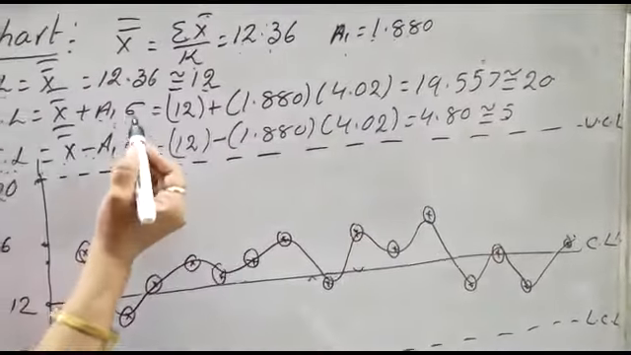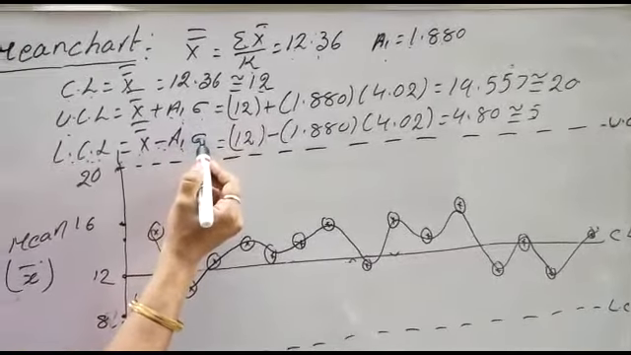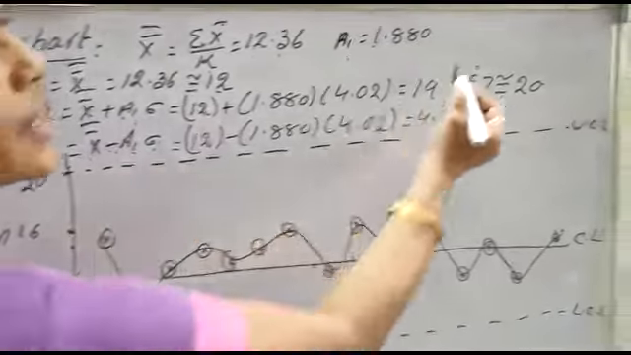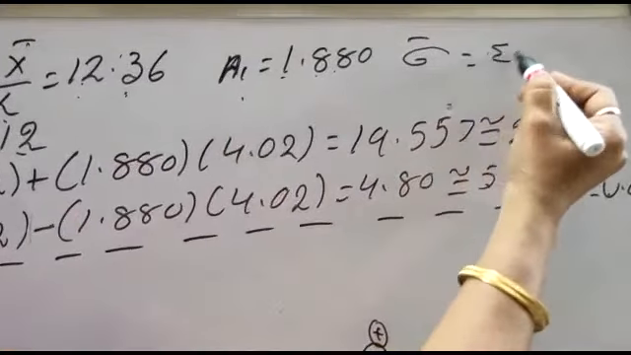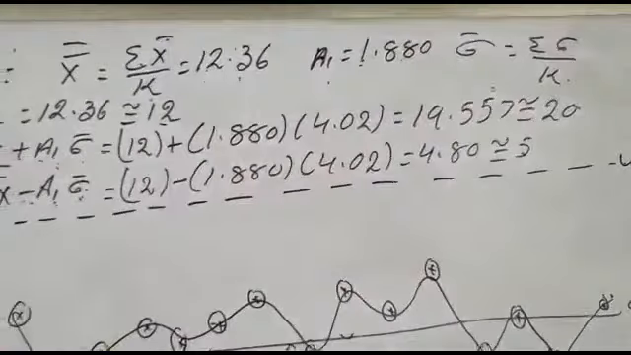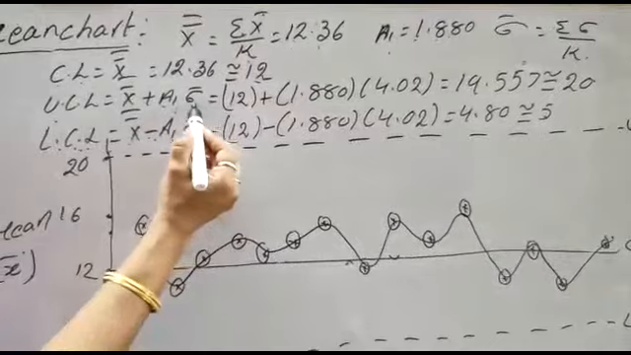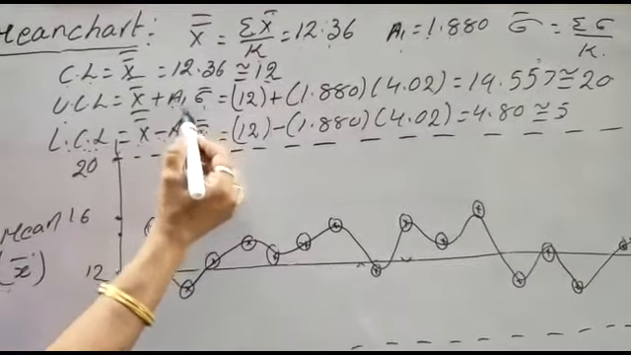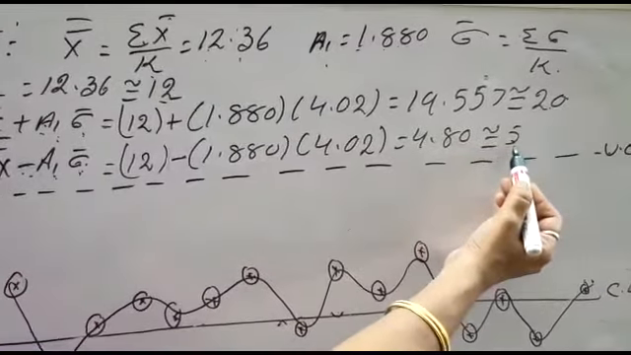All of you may have a doubt: what is sigma? Here sigma is nothing but the standard deviation. We get the standard deviation as sigma bar equal to sigma divided by the total number of samples. By adding all the standard deviation values and dividing by the number of samples, you get sigma bar as 4.02. By substituting these values, you get the upper limit as 20 and the lower limit as 5.